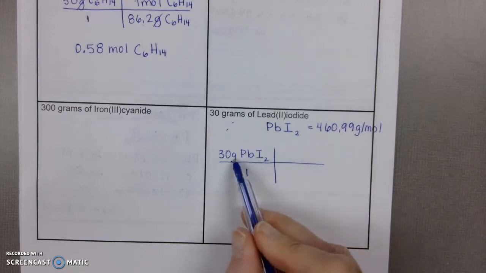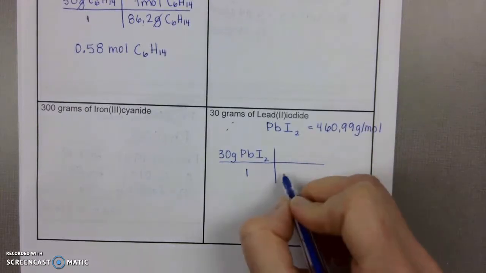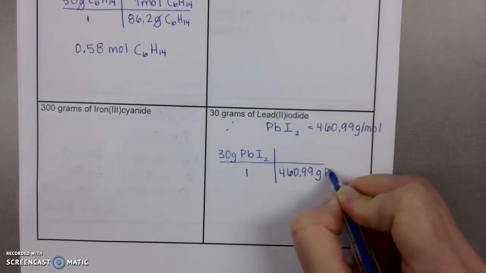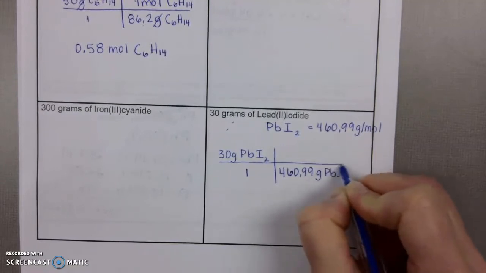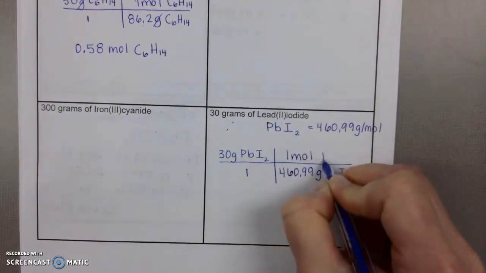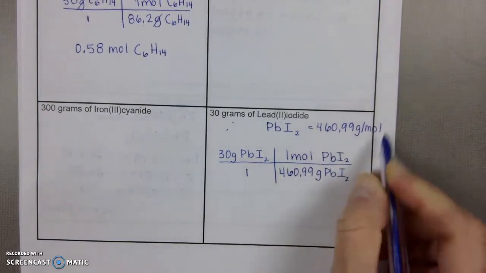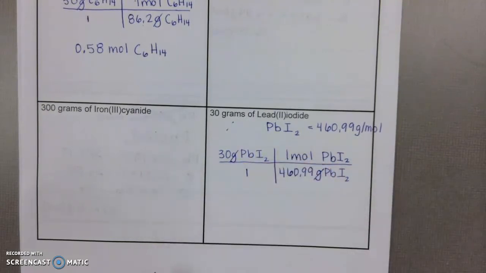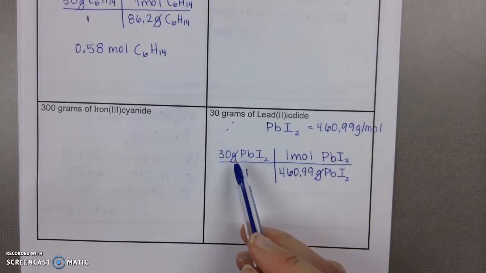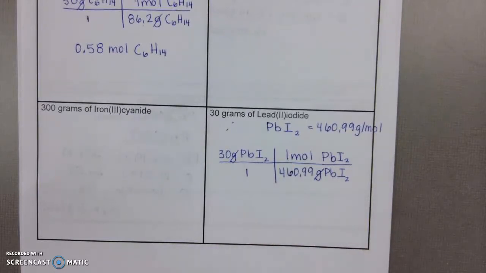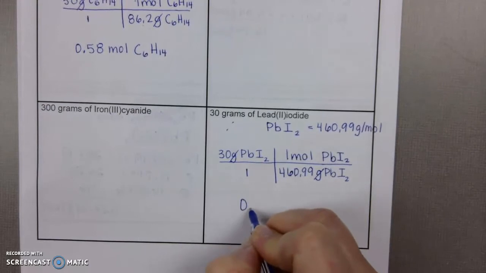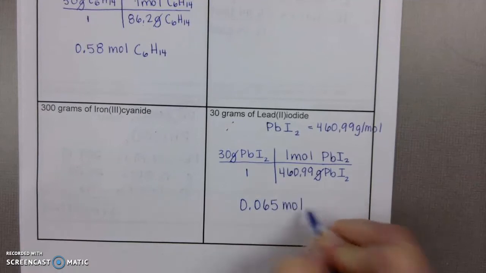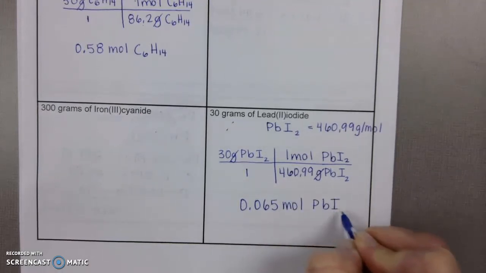In order for the math to work out, we have to cancel the units, so we'll place 460.99 grams on the bottom of our lead 2 iodide and 1 mole of lead 2 iodide on top. Again, that's coming from our unit. So then we can cancel out our grams, and we know that we've had the setup correct. We'll do the math by multiplying 30 times 1, dividing by 460.99, and that gives us a decimal value of 0.065 moles of lead 2 iodide.